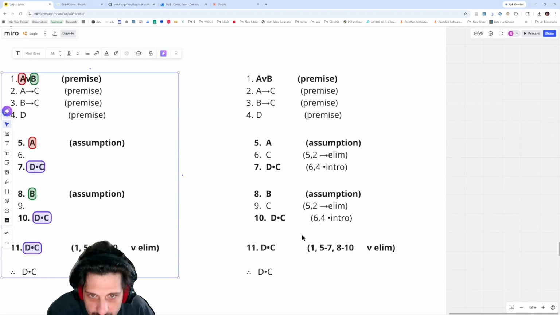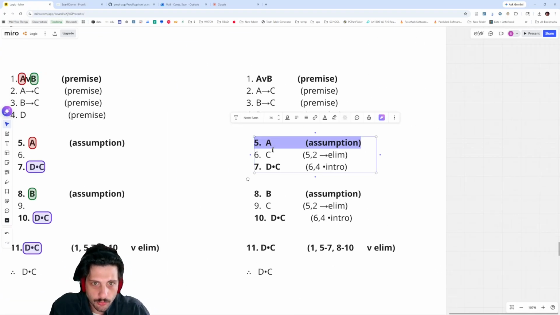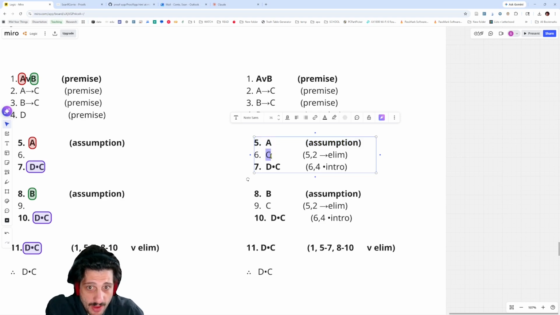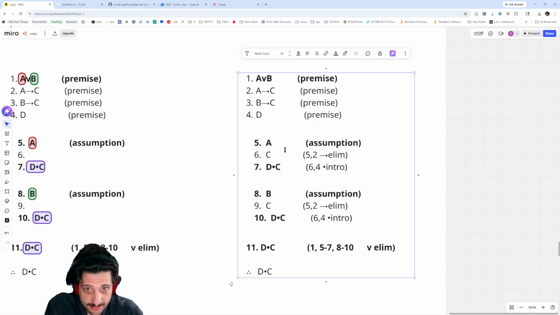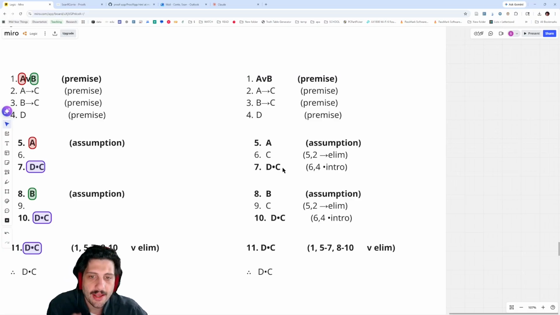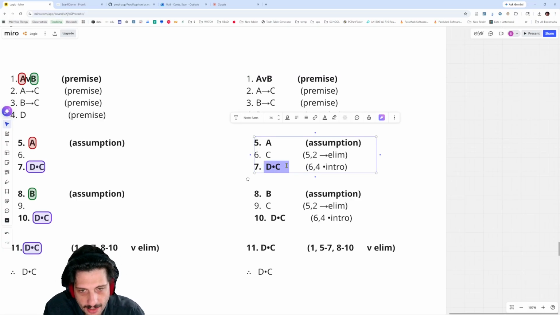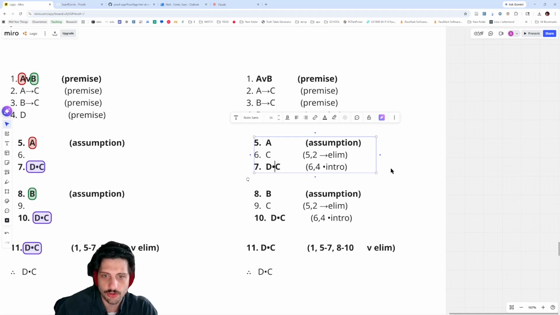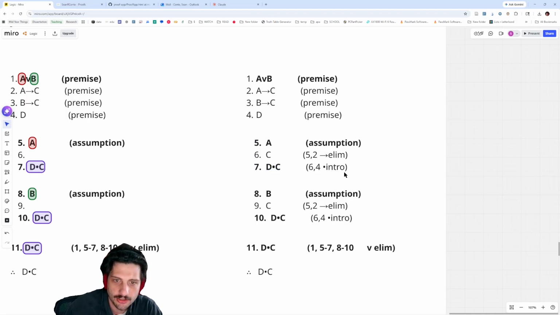So in this case in particular, I'm going to assume the left-hand side, and I'm going to show how that gets to the right-hand side, right? So if the left-hand side was true, then I'm assuming A. If A was true, then that must mean C is true, because of 5 and 2 in conditional elim, right? Just 2 and 5. That's what conditional elim is. And then on line 7, that must mean D and C is true, right? Because all I'm doing is a conjunction introduction. I have C on line 6, D on line 4, and I can just tape them together.